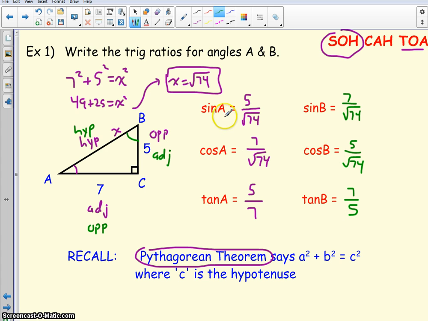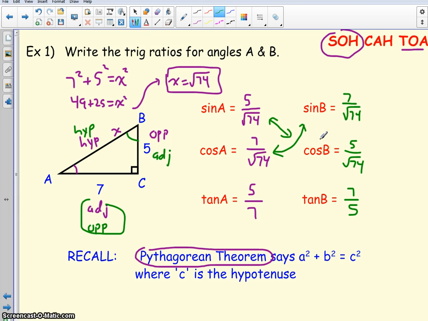One thing you may notice here, if you look at sine A and cos B, they happen to be exactly the same. Same with cos A and sine B. They're exactly the same as each other, which in a way kind of makes sense, right? Because if you're working with a different angle, the side that's adjacent to A is the side that's opposite for B. So that's where you get that phenomenon happening where the sine of one angle is equal to the cosine of the other inside that right triangle.